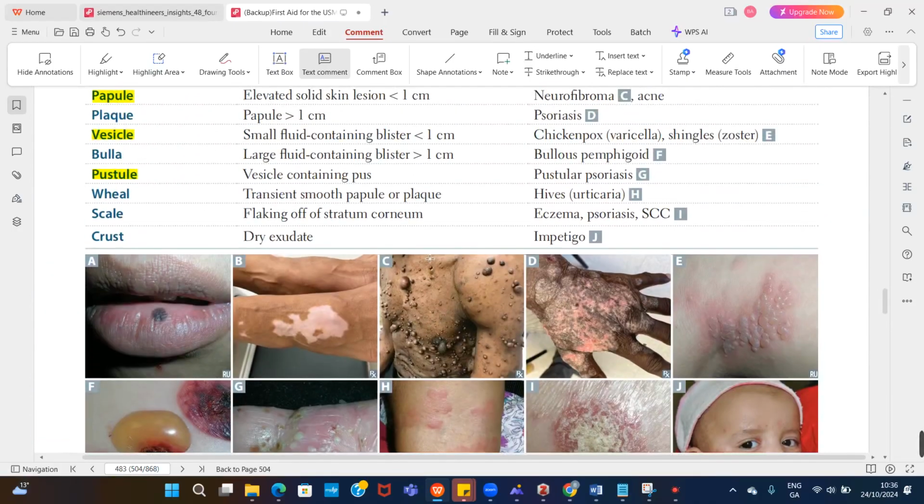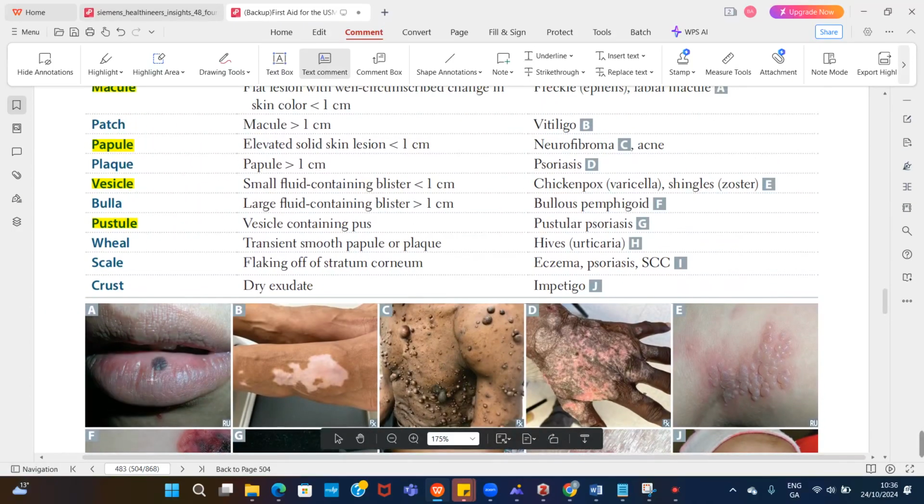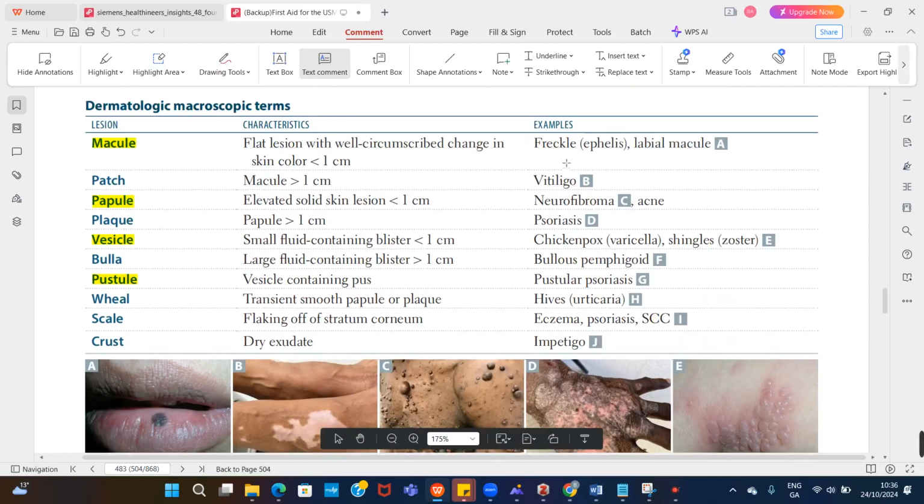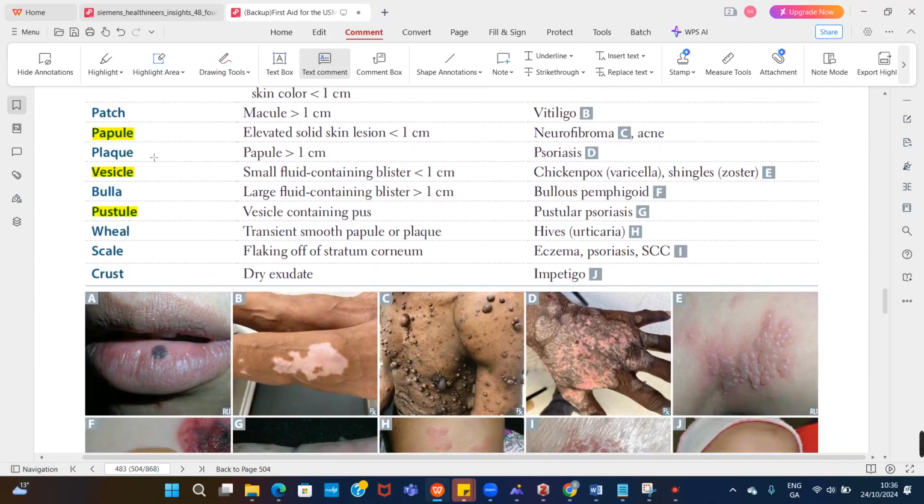So let us take them one by one again. Quickly, macule. An example of a macule is your freckle. You don't need to worry yourself about that. And when it is a flat lesion more than 1 cm, call it a patch. Example of a patch is vitiligo, which we are going to explain. A papule is when it is raised but less than 1 cm. Examples of that are acne and neurofibroma. You're going to see it.